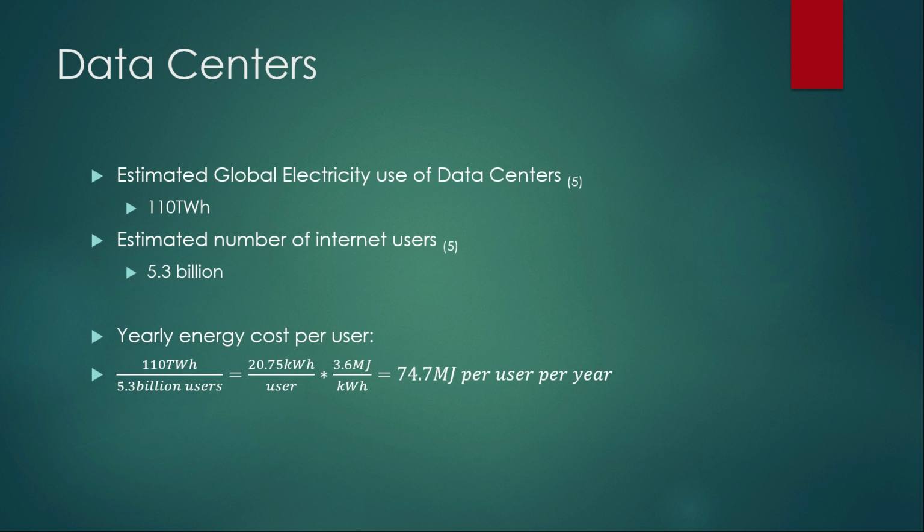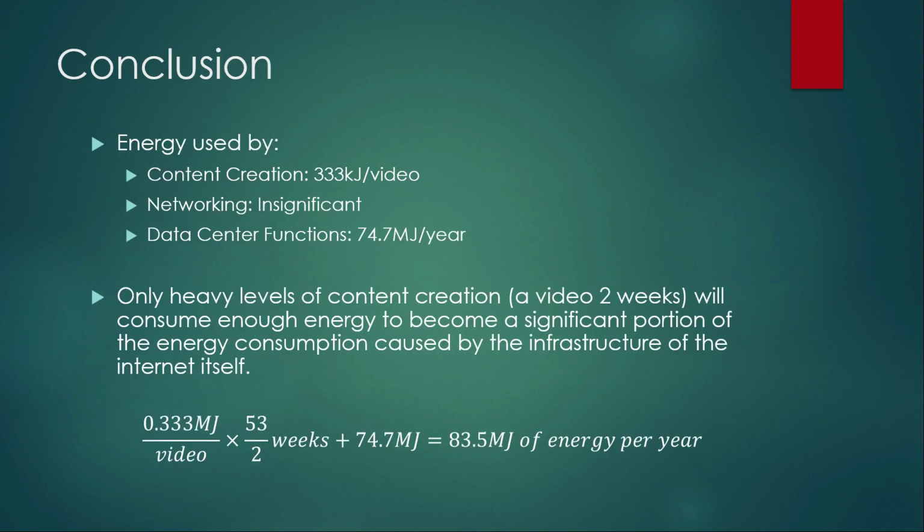It is estimated that the global energy use of data centers in 2022 was 110 terawatts. That's only about 0.4% of the global electricity usage. If one were to assume that the 5.3 billion users of the internet were to be responsible for an equal share of that energy use, then a single user's energy use from the data centers would be approximately 74.7 megajoules per year. So we can see that the largest energy cost of online video creation and distribution is the functioning of the data center itself, where only high levels of video content creation will actually consume enough energy to constitute a significant portion of energy for these online videos.